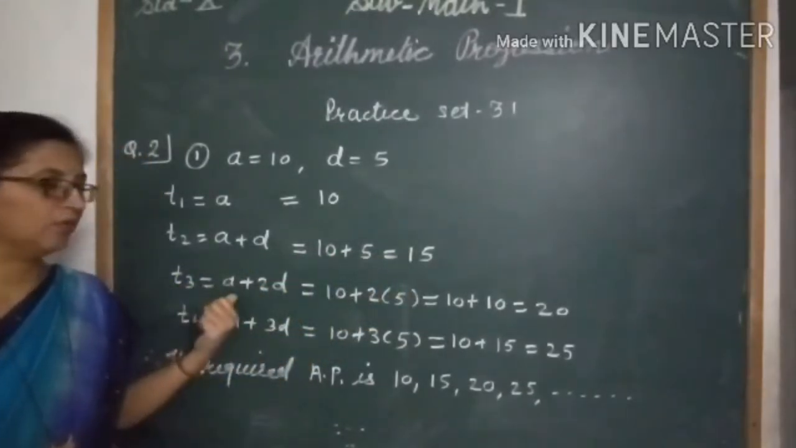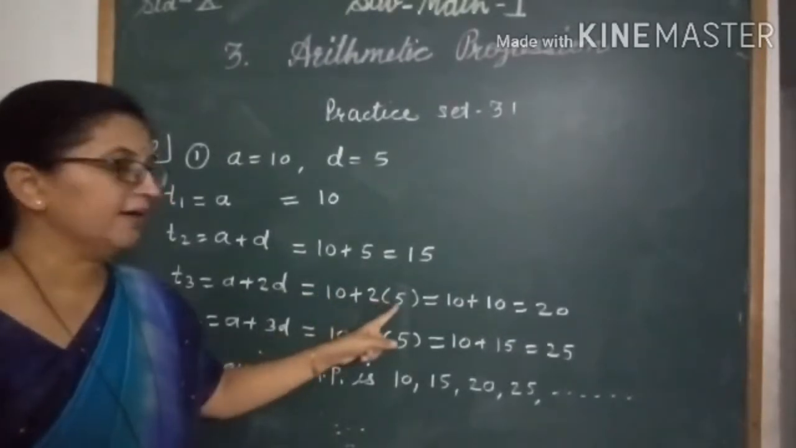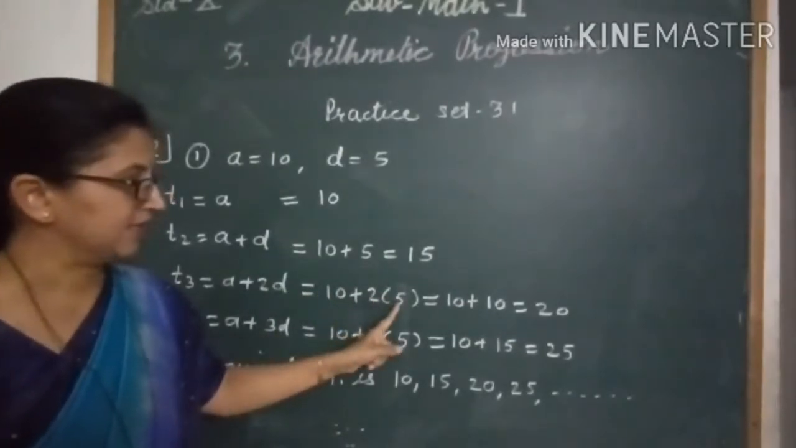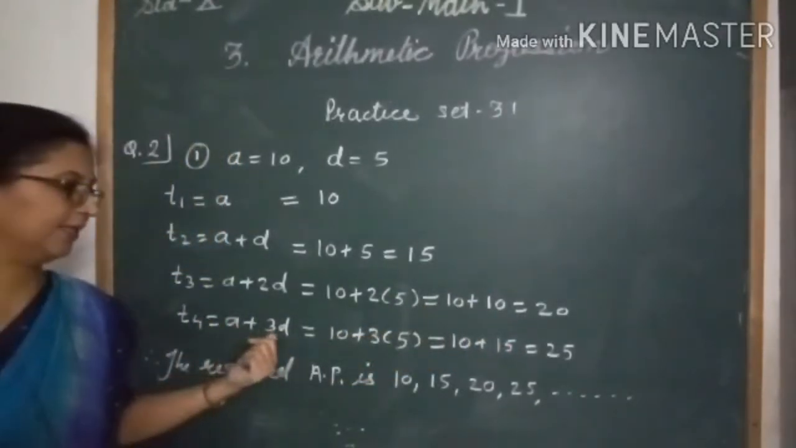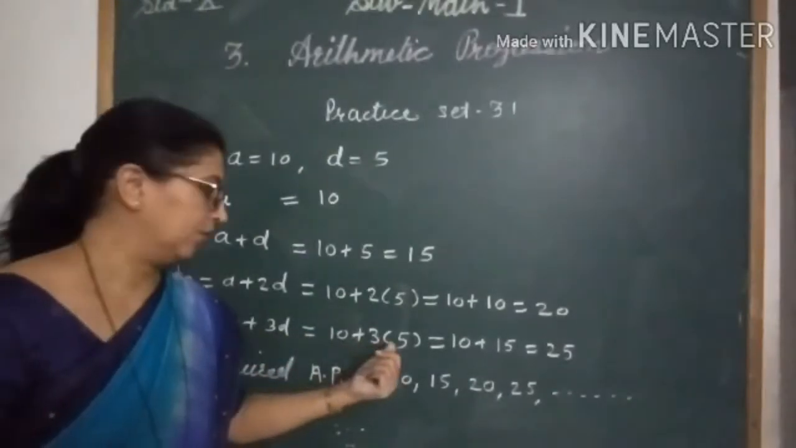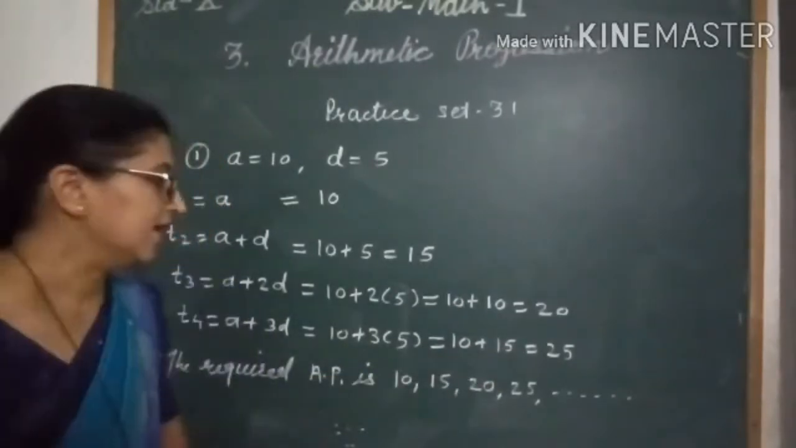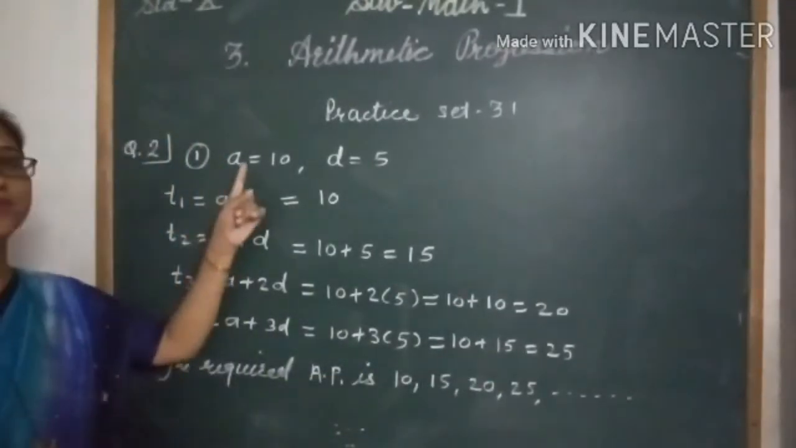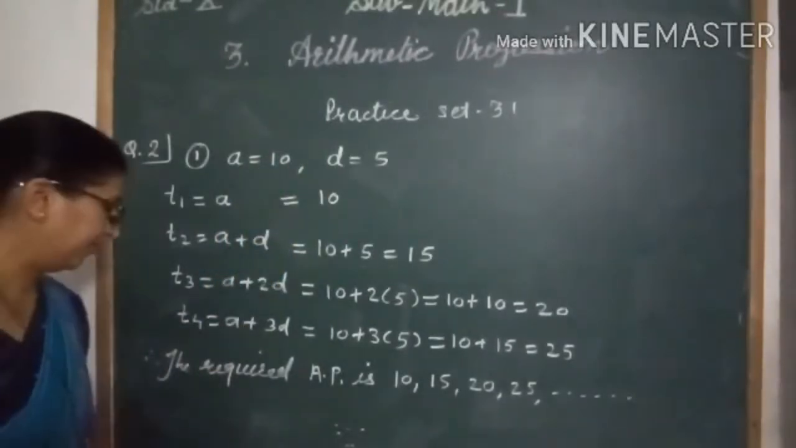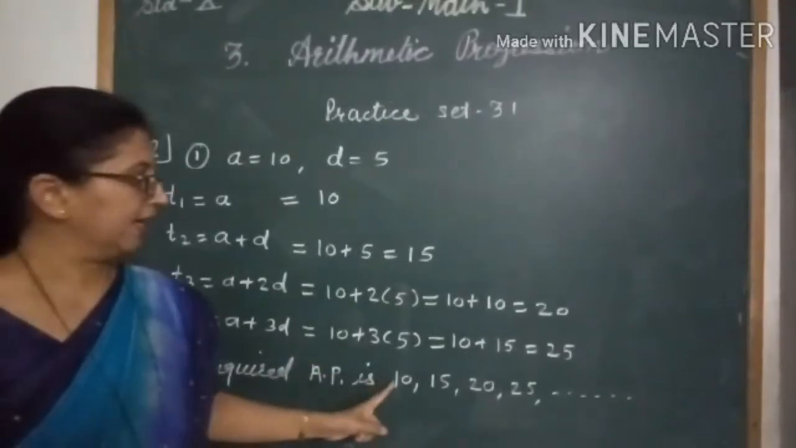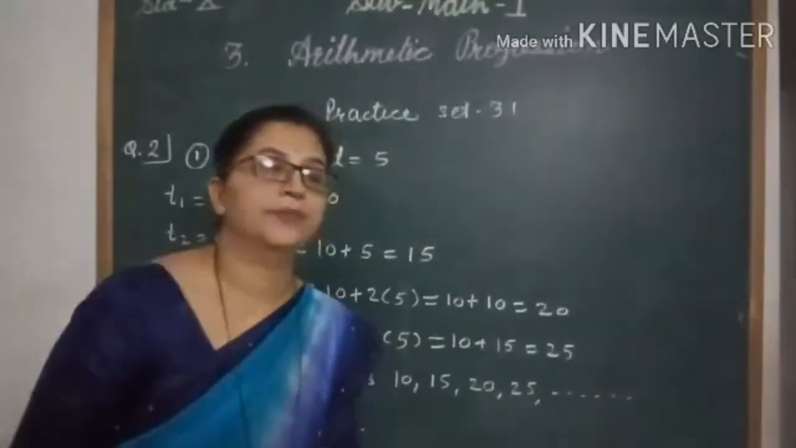Then T3 is equal to A plus 2D, that is 10 plus 2 into, in bracket, the value of D is 5. 2 5s are 10, so 10 plus 10 is 20. And T4 is equal to A plus 3D, that is 10 plus 3 into 5. 3 5s are 15, 15 plus 10, that is 25. So in this way, if we are given the first term A and the common difference D, we can write the AP. So the required AP is 10, 15, 20, 25, dot dot dot.